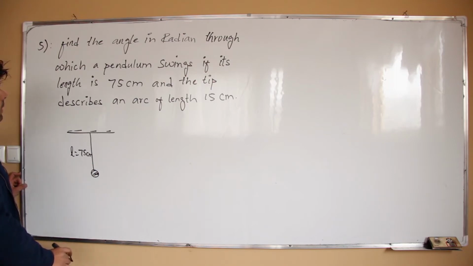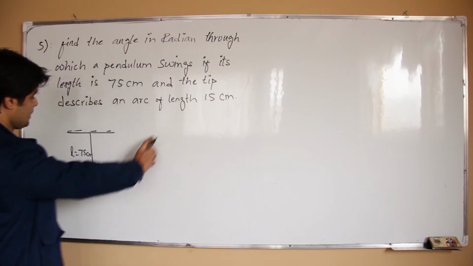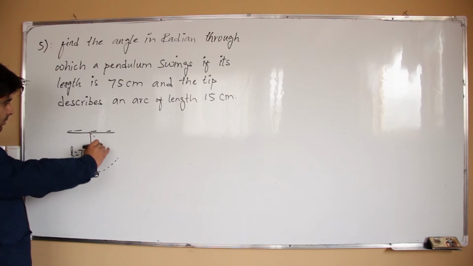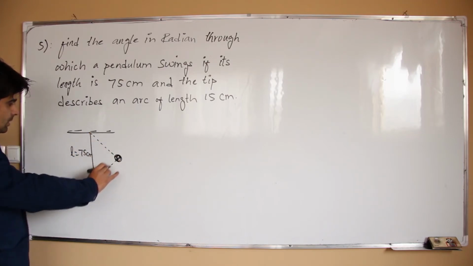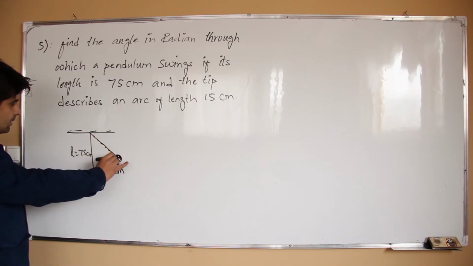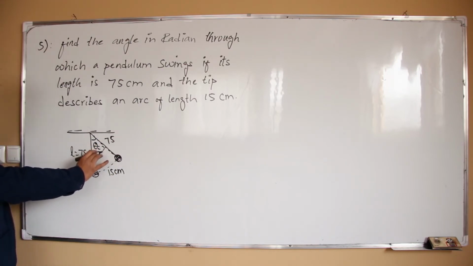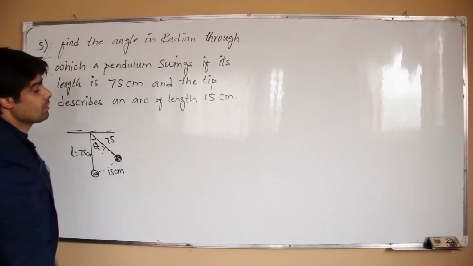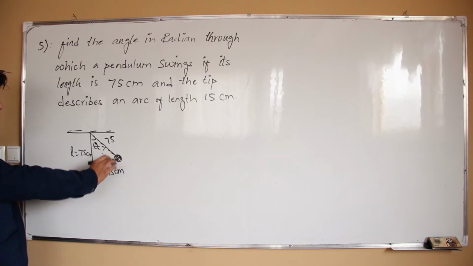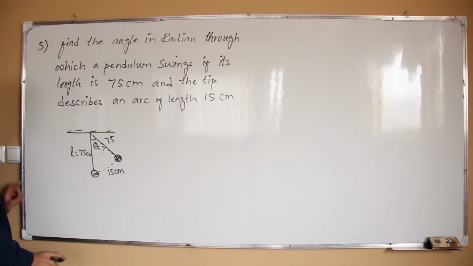Now if the arc traced by the tip of this one is 15 centimeter, and here we have an arc, this is 15 centimeter and the length remains the same, 25. Now what is this angle, in which measurement? In radian. I think you have got the question. It's simple. This is our arc. This one works as a radius, and you have to find theta.